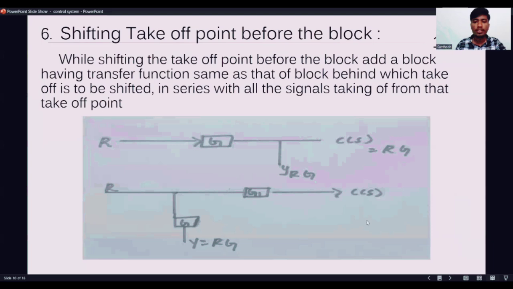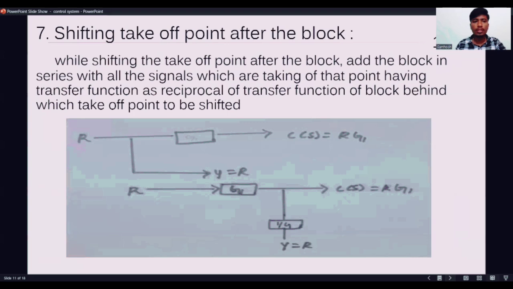So here is the diagram which shows the shifting of takeoff point before the block, and then shifting takeoff point after the block. While shifting the takeoff point after the block, add a block in series with all the signals which are taking off at that point, having a transfer function that is the reciprocal of the transfer function of the block across which the takeoff point is to be shifted.